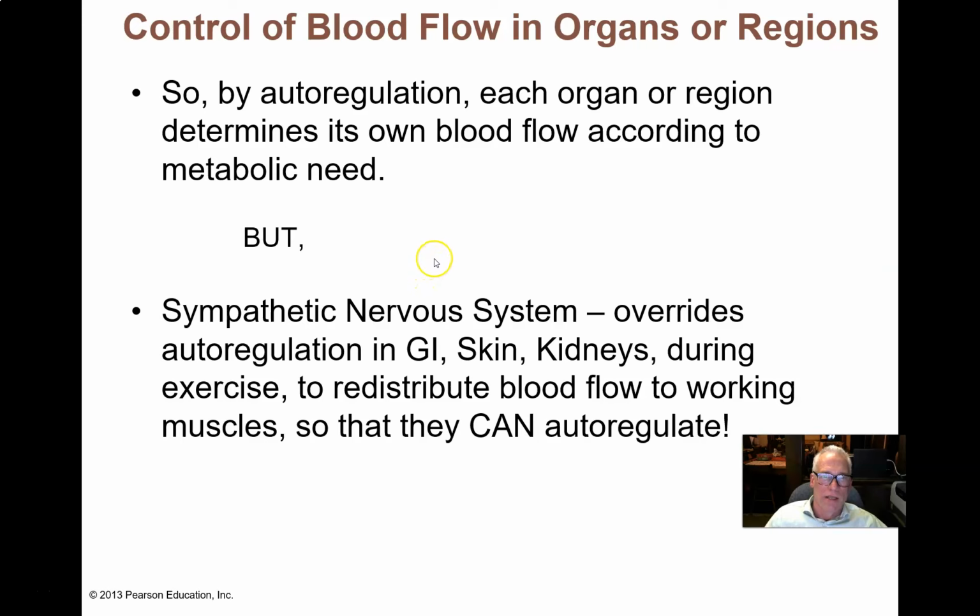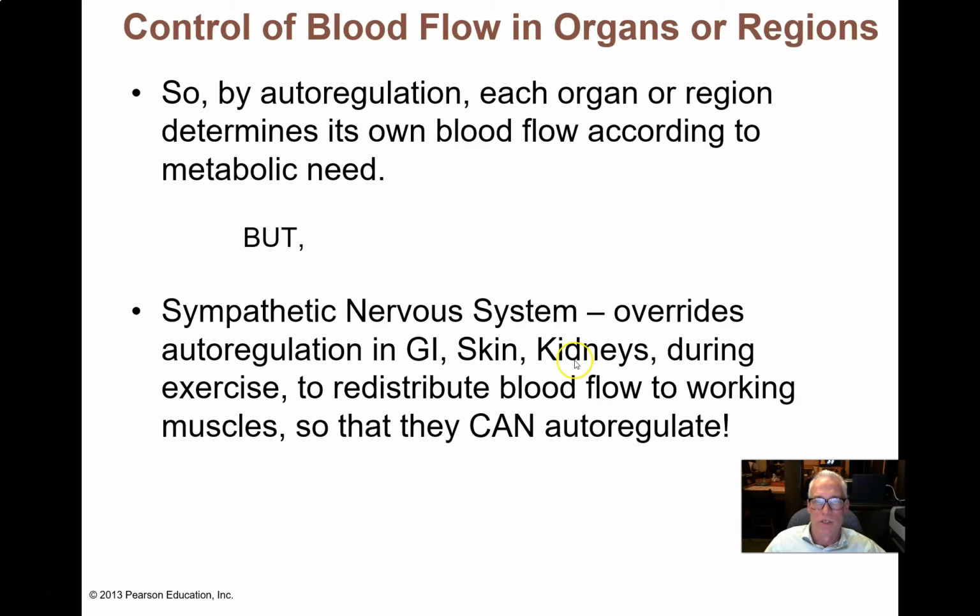So all this about autoregulation, well, the sympathetic nervous system, when you exercise, can interfere or take over control of blood flow in some organs. It causes vasoconstriction in the abdominal organs, your small intestine, large intestine, your stomach. All those organs are going to get vasoconstricted. We're going to take away some blood flow. If constriction happens, flow goes down. Skin, same thing until you start getting hot. Kidneys, same thing. We're going to vasoconstrict and divert all the extra blood flow over to the working muscles so that they can have plenty of blood flow as they autoregulate.